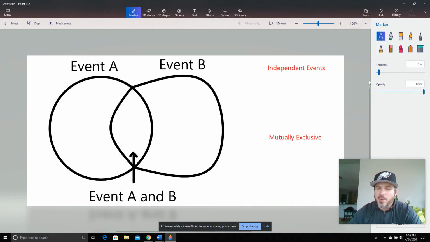We're looking back at probability here. So the big thing we need to learn today are independent events and mutually exclusive events. Those are the two big vocabulary words to learn today.